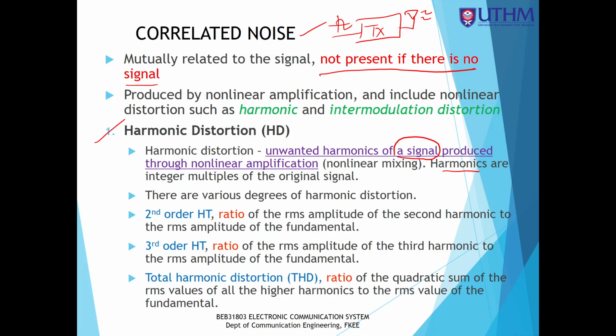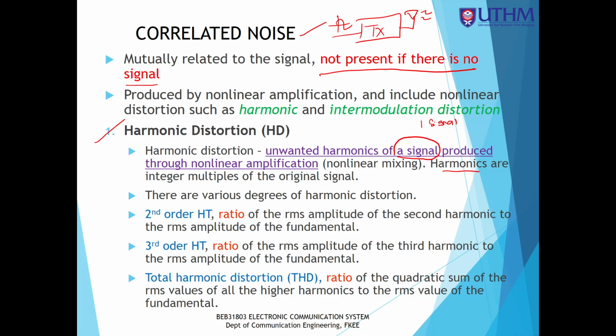So that means we only have one input signal. Okay, one input signal. The keyword here is one input signal. Remember, we can have many inputs, or we can have a single input. If there is only one input, it will produce harmonic distortion.